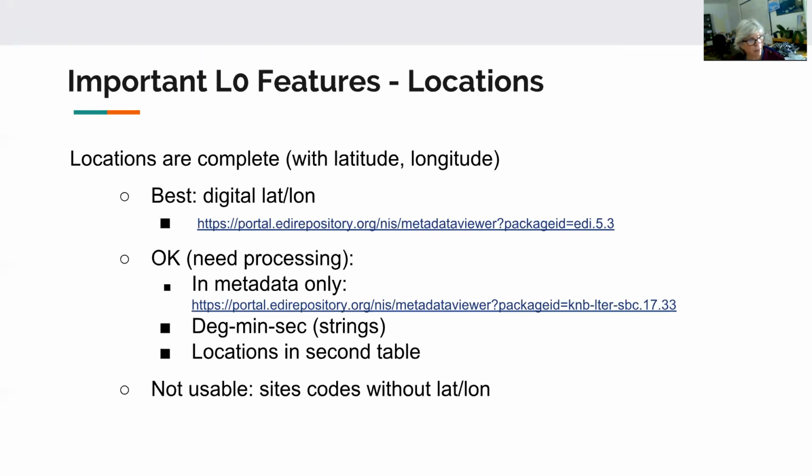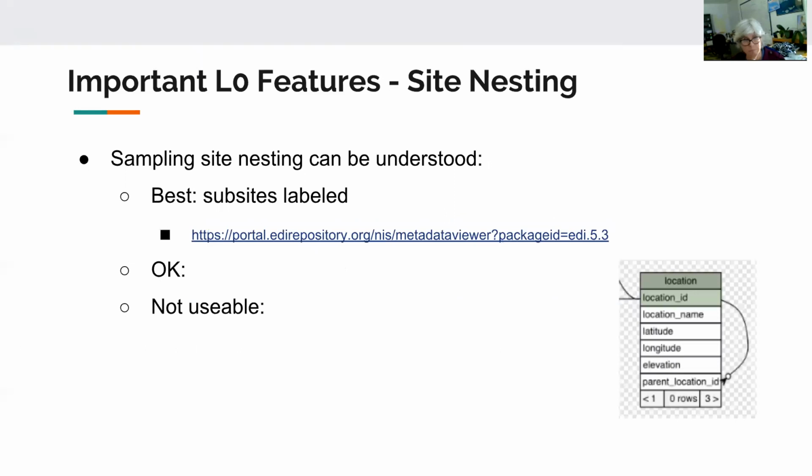In some cases, instead of digital lats and longs, you might have degrees, minutes, and seconds. So there are strings, and it's a parsing and processing task. There also could be locations in a second table. Those are all things that we find that work, but they take a little extra effort. What isn't useful at all are site codes that have no lat and long. A place name might be able to be resolved to a lat long someday, but ideally we get that from the original data. Okay, go to the next slide.